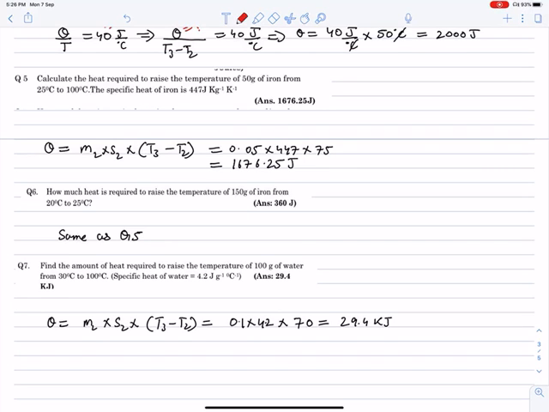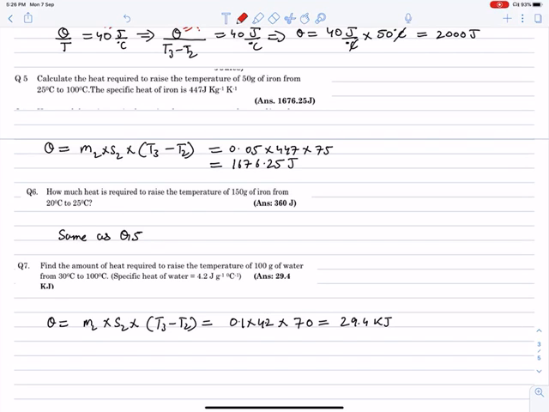Now question number 6, it is same as question number 5. It is exactly the same, only your values change: 150 gram and temperature 20 degrees Celsius to 25 degrees Celsius, and the specific heat of iron is given in the first question. You can put the values and get the answer for question number 6 as 360 joules.